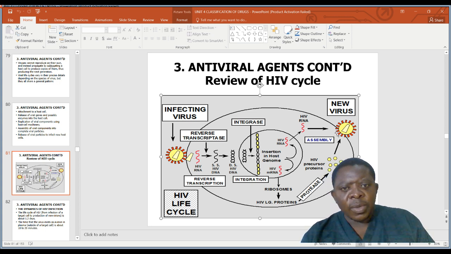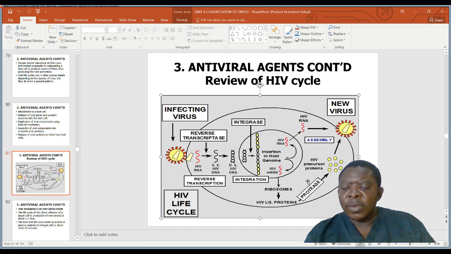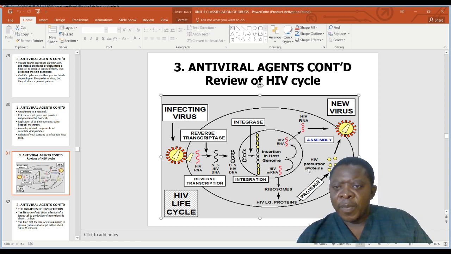When they bud out of the cell as a new virus, we have the protease enzyme that helps to cut those long HIV strands into smaller ones that can be used by the virus. So the HIV precursor proteins are there, and the protease there. Then we have the assembly of RNA here at the bottom. We have the assembly of HIV precursor proteins here, and then they are now released.